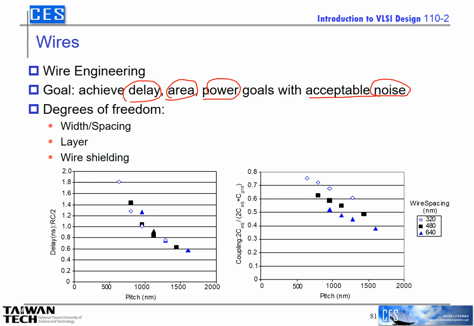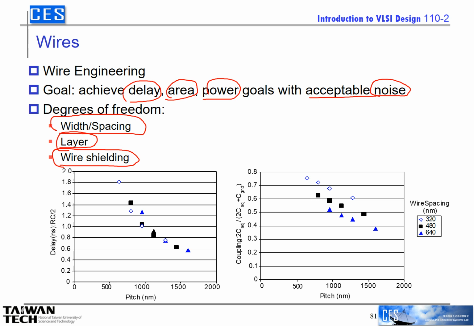Okay, and what's the degree of freedom? I mean, what kind of stuff can we design based on the wires? It includes the width of the wire and the spacing between two wires. Okay, and we can choose how many layers we have in the circuit, and we call the wire shielding. So how do we place the wire to reduce the crosstalk, which is to reduce the noise between two wires.